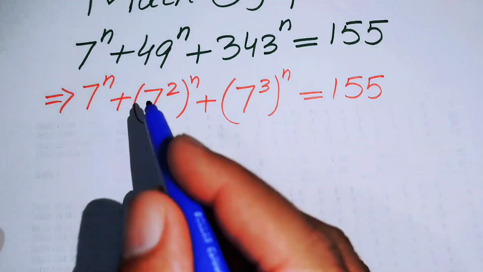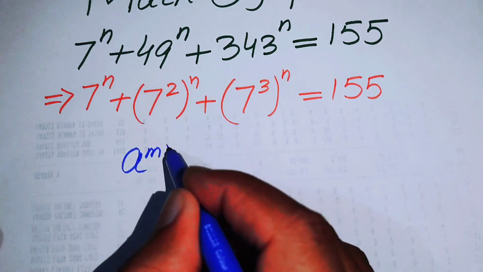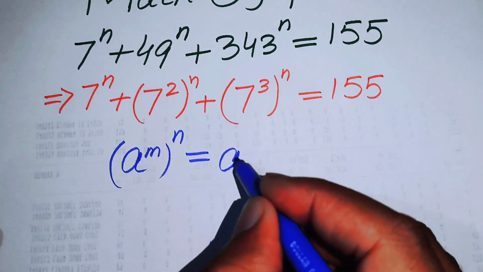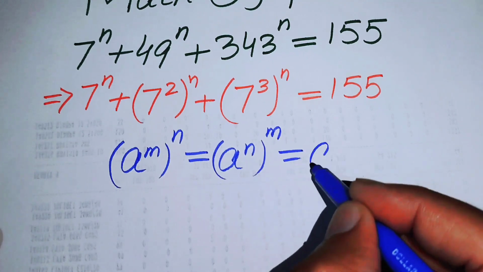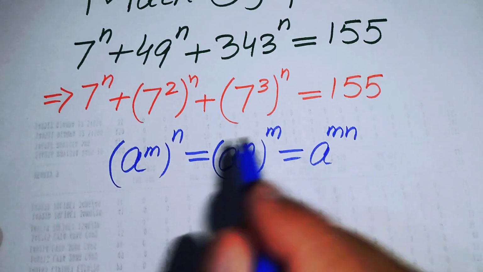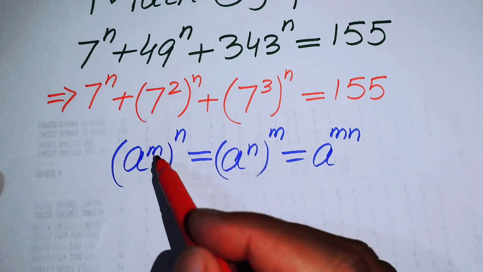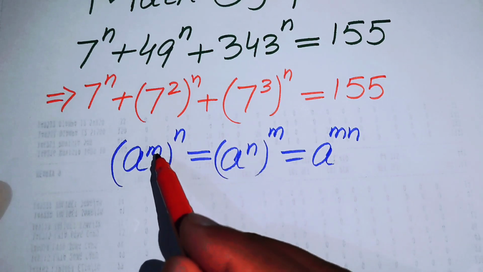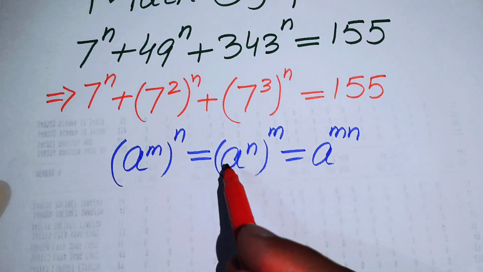And now in the next step I can use the nice exponential law, which is well known. If we have a to the power of m to the power of n, it is equal to a to the power of n to the power of m, which is equal to a to the power of m times n. This law just tells us that if you have an exponent to an exponent and we interchange these two exponents, it cannot affect the final answer.